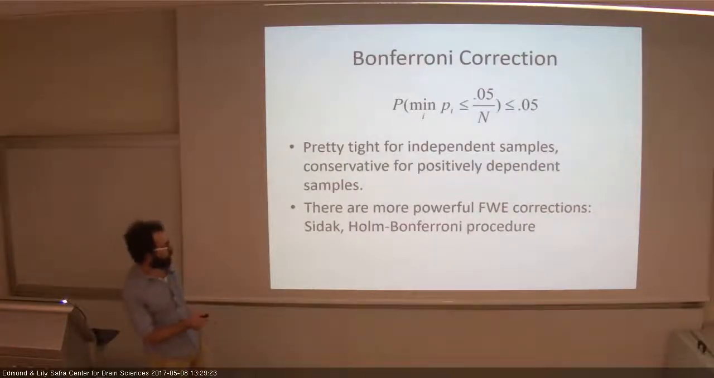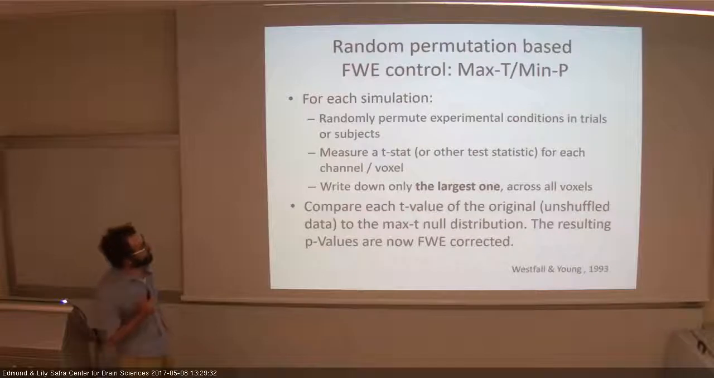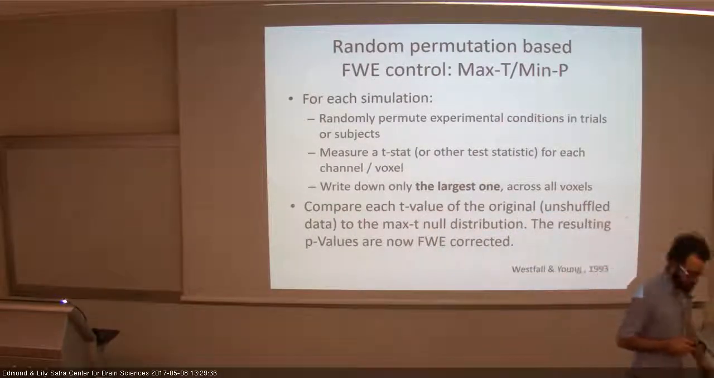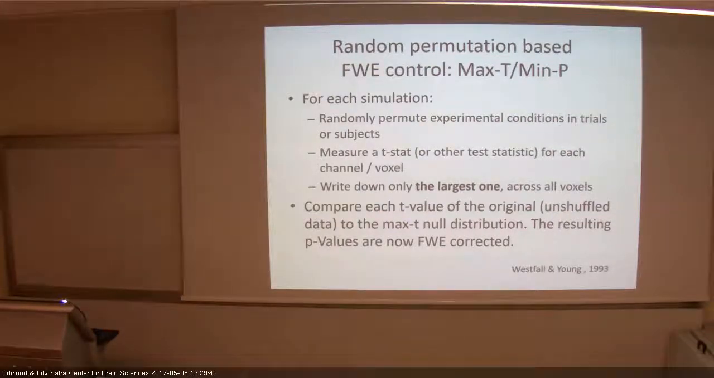Okay, so there are also more powerful family-wise error corrections like Sidak and Holm-Bonferroni, but there's one correction which is especially useful because it can estimate the smoothness of the data. This is the max-T, min-p family-wise error control, and this is a random permutation test. The idea is that in each simulation, you randomly permute your experimental conditions. It might be trials if you're interested in first level analysis, or subjects if it's a second level analysis. So you form the random permutation, and now you form a new statistical parametric map. For each voxel you have, for example, a t-value for that permutation. You look at that new map that you synthesized, and you take only the largest t-value, the max t.